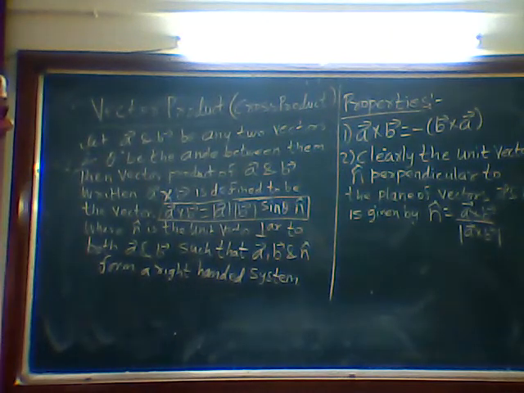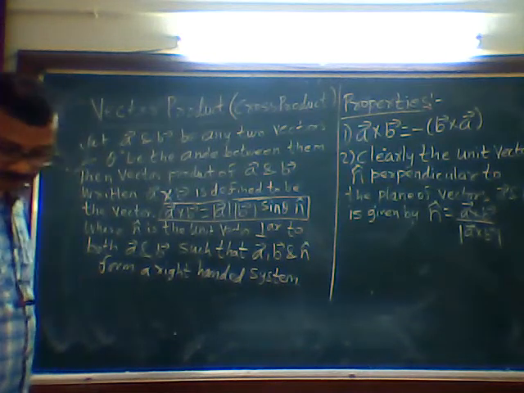Clearly the unit vector n cap perpendicular to the plane of the vectors a bar and b bar is given by n cap is equal to a bar cross b bar divided by mod a bar cross b bar. Okay, that is the second one.